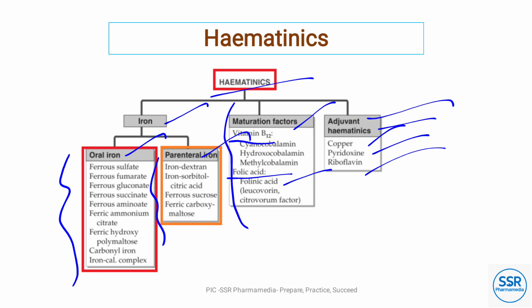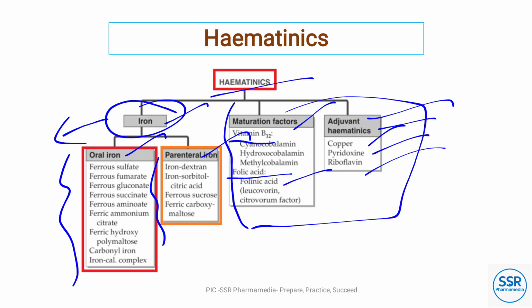It is for the different types of anemia. But iron compounds are only used for iron deficiency anemia. So these are used for the different types of anemia, like sickle cell anemia and intrinsic factor deficiency anemia. For that purpose, the maturation factor and adjuvant hematinics are used for the treatment of anemia.